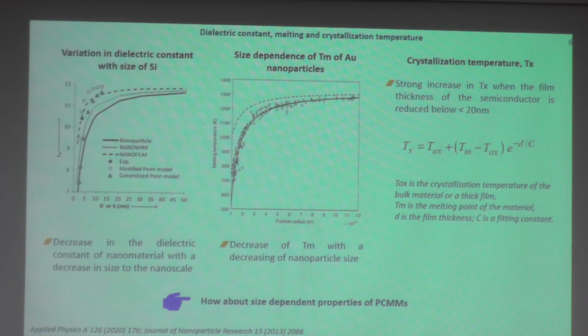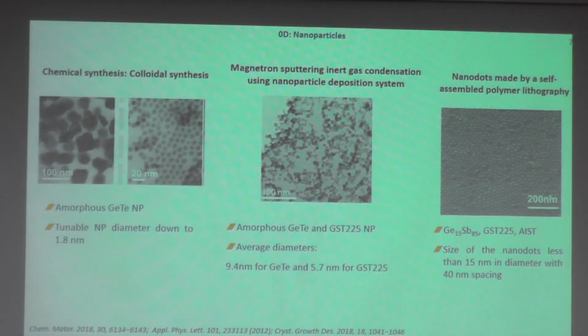And now let us look at how this reduction, shrinkage of the size in the case of phase change materials can influence its properties. So first of all, let us look at how these objects can be synthesized. We will start with 0D objects like nanoparticles.